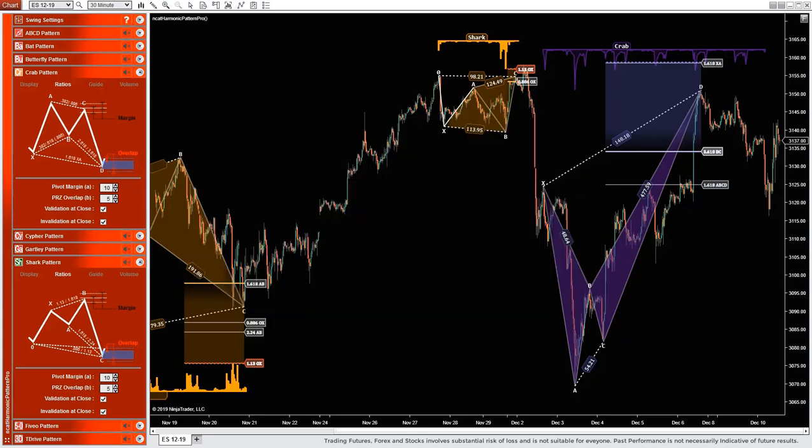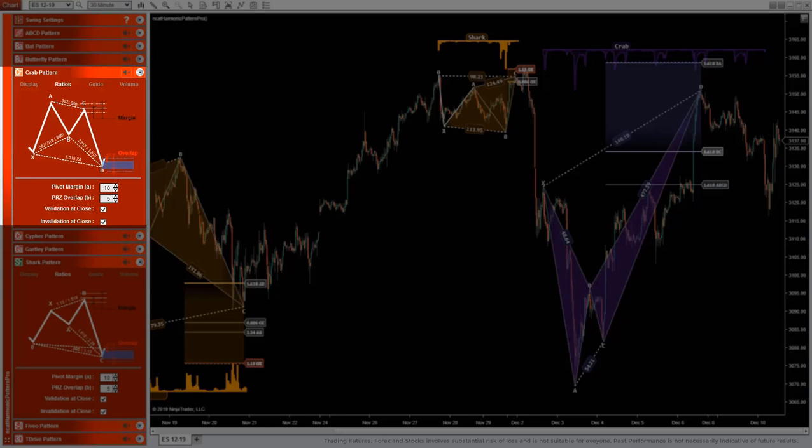So for example, let's say you want to focus on the crab pattern. You just click on the pattern menu here and the ratio tab, then use the default ratios or fine-tune it to fit your unique trading style.